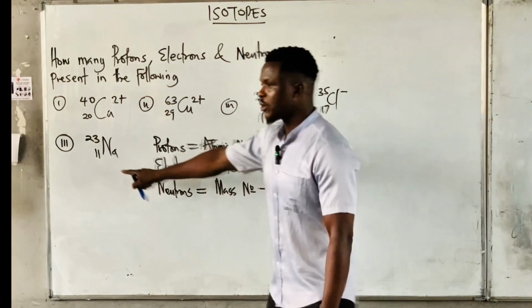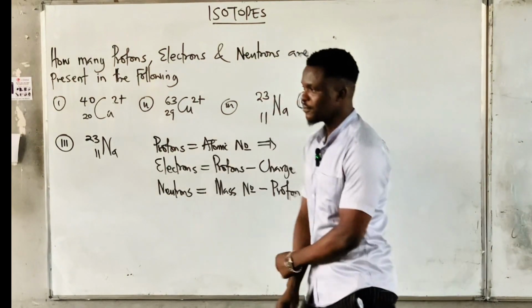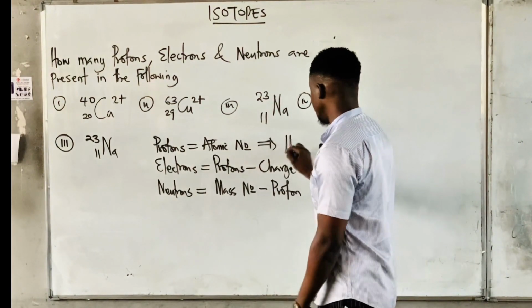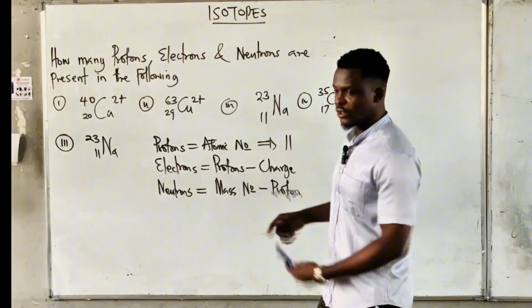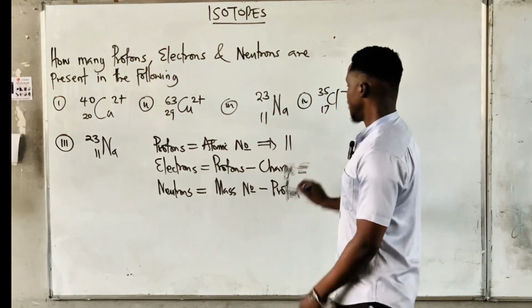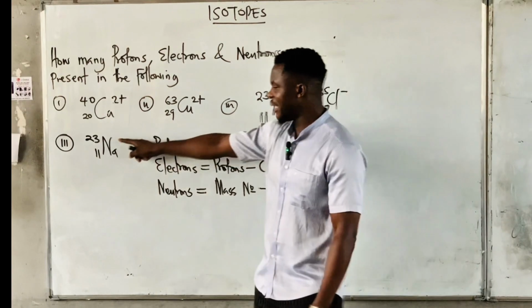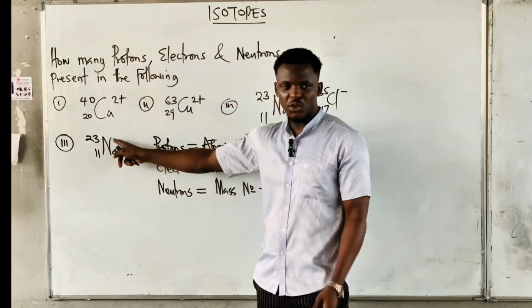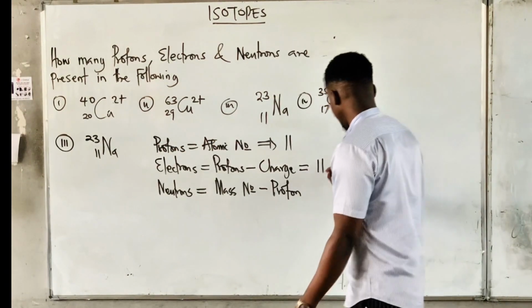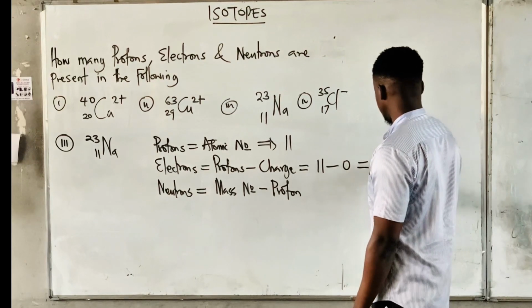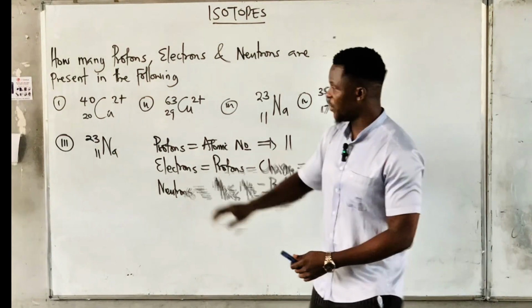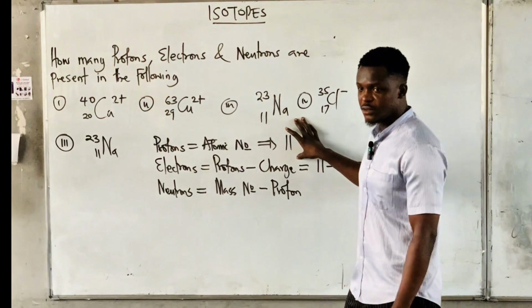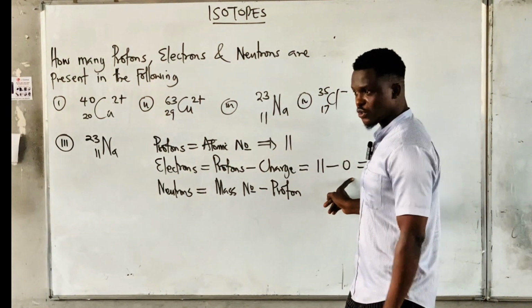So the proton in this compound is 11. We have 11. Electrons in this compound would be proton minus charge, which is 11 minus. Now look at this guy. Is there any charge here? There is no positive, there is no negative. So this is going to be minus 0, which is equal to what? 11. Now that is why, if you could remember, I said that for a neutral atom, the proton is always equal to the what? Electrons.